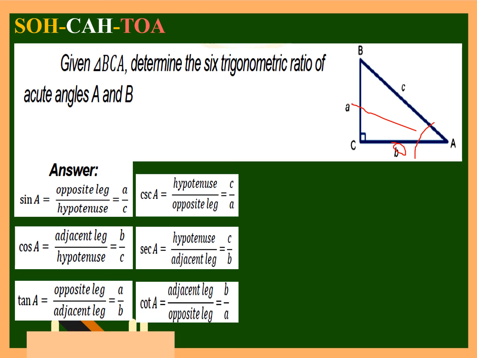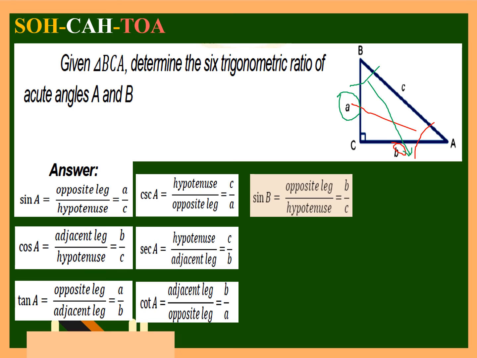Now, let us have side angle B. So this is angle B. With respect to angle B, side B is the opposite side, while side A is the adjacent side. Side C is still the hypotenuse.